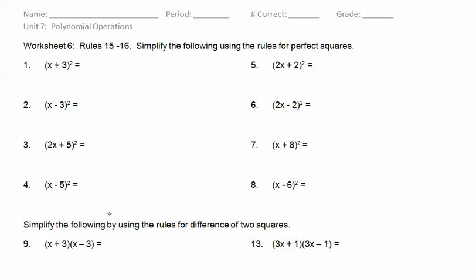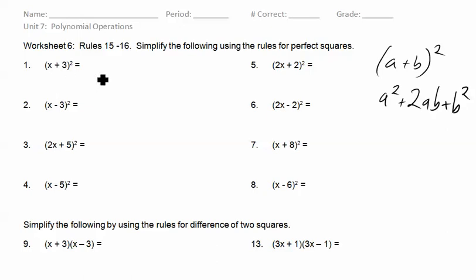Now, let me remind you of the rules. You should have just read it, but if we have a plus b squared, then it's a squared plus 2 times a times b plus b squared is the shortcut. So let's take a look at how that looks here.